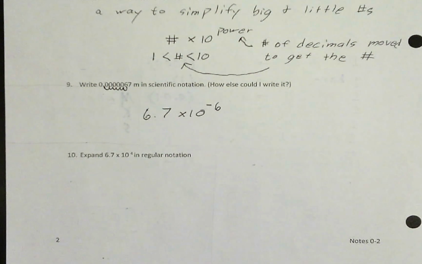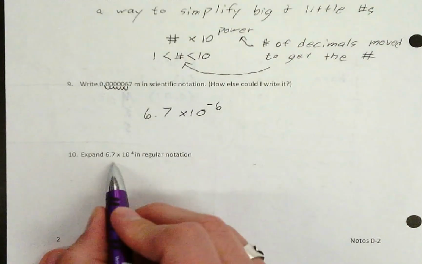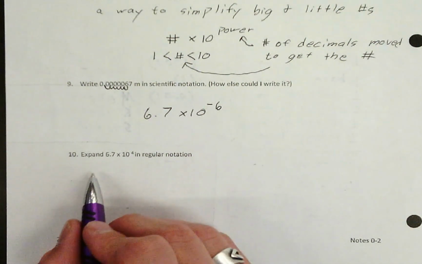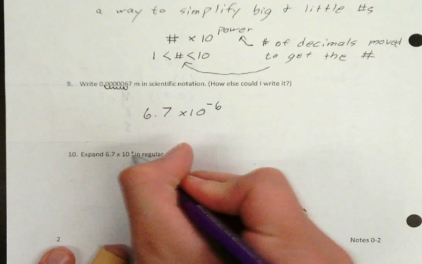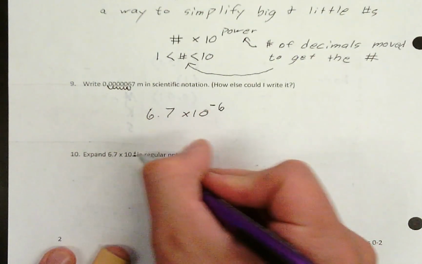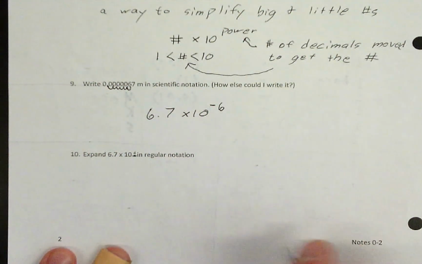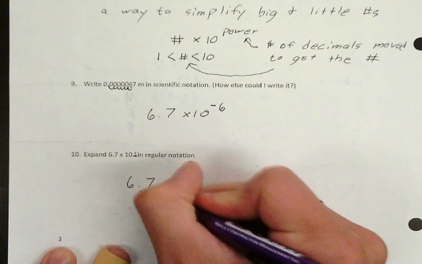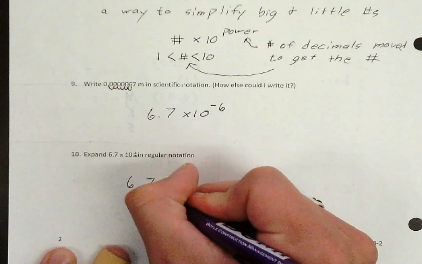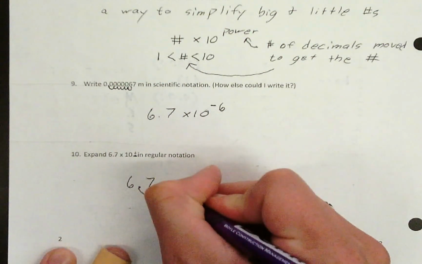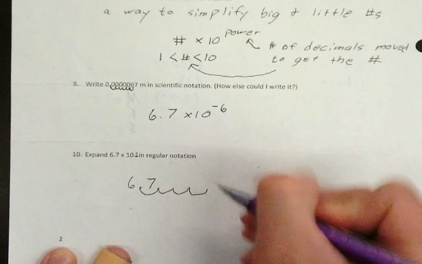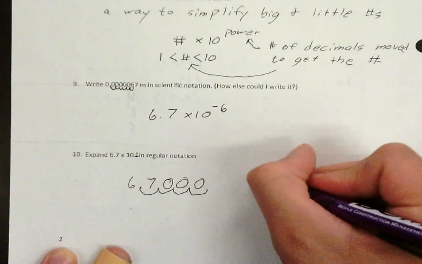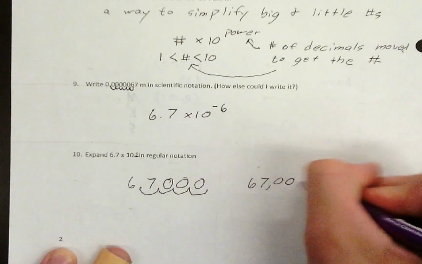Okay. What if I go the other way? What if I start with scientific notation and I want to know what it normally would be written as? The 4 tells me how many places to move the decimal. Positive 4 means I need to make the number big. So I'm starting with 6.7 and moving the decimal 4 places to the right to make the number bigger. 1, 2, 3, 4. I add zeros where there's nothing. And here's my answer, 67,000.